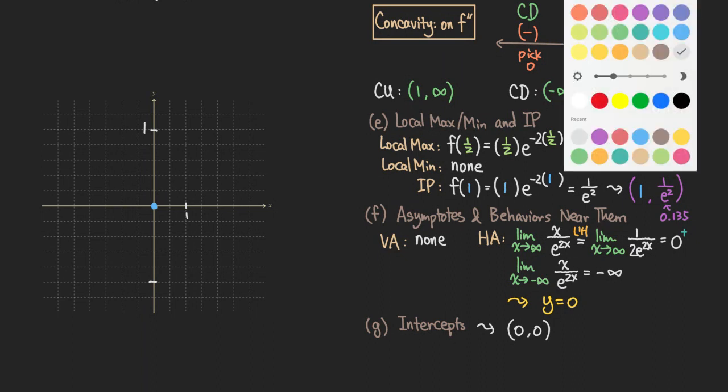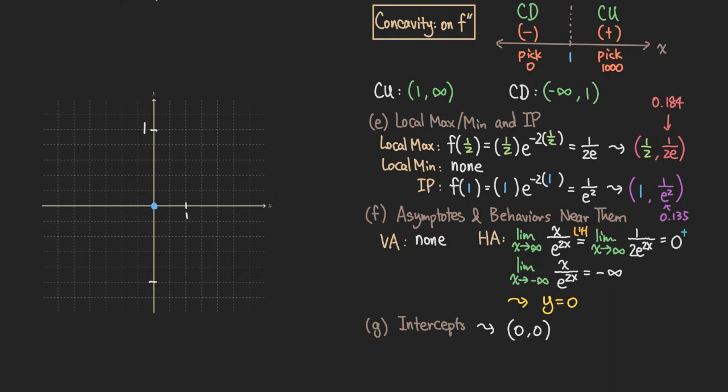Okay, so now let's plot those points. 1/2, which is the x value right here, and then 0.184. That's almost 0.2, right? This is 0.2 because I break the 1 into 5 boxes right here. So 0.184 is about here. So we get the point there. So that's our local maximum. Okay.